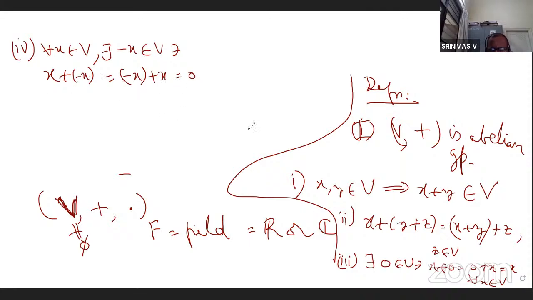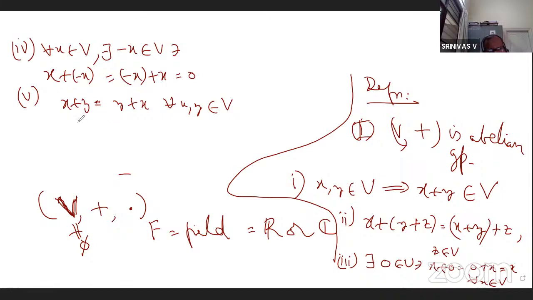And then if properties 1, 2, 3, 4 are satisfied, we say V plus is a group under addition. In addition to these 4 conditions, if we also have that x plus y is equal to y plus x for all x and y coming from V, we say V plus is an abelian group. This is the commutative property of addition. Here x is added to y from left, and there it is added to y from right. The order of addition is different.